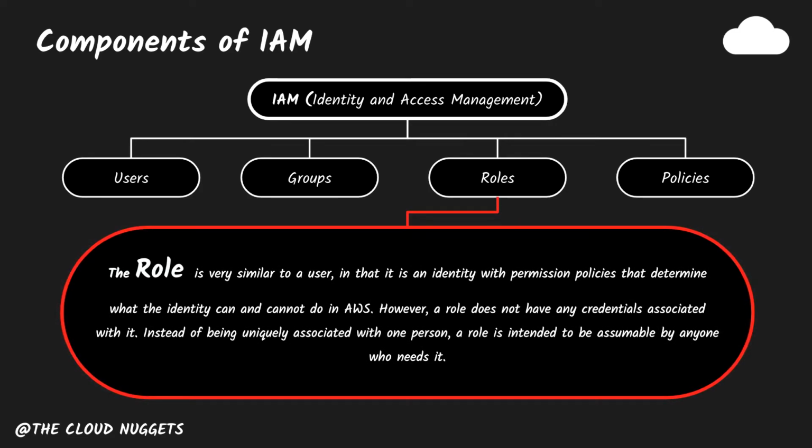The role is very similar to a user. It is an identity with permission policies that determines what the identity can and cannot do in AWS. However, a role does not have any credentials associated with it. Instead of being uniquely associated with one person, a role is intended to be assumable by anyone who needs it.